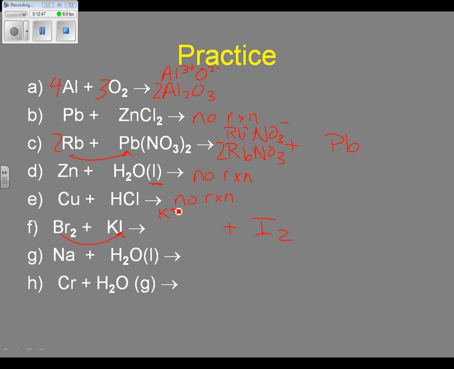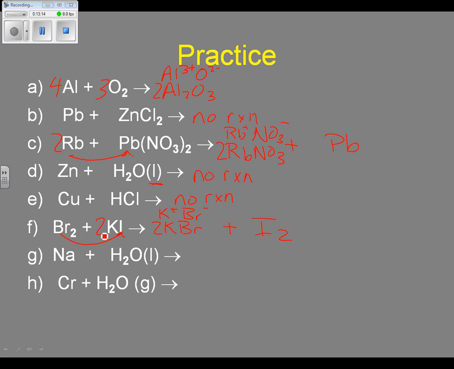Potassium's still in front. Bromine will bond with it, so K+, Br negative. We don't just smack Br2 in there, it's Br2 because it is diatomic. But all bets are off when it's in a compound, so this is just KBr. And then I have to balance. I need 2 Brs on this side, that gives me 2 potassiums on the product side. I need 2 potassiums on the reactant side, and that takes care of my iodine as well.